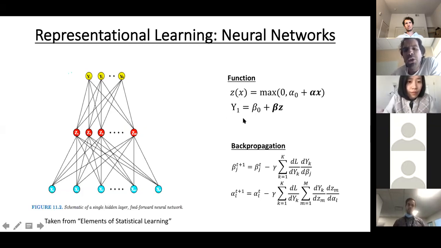And the way to actually fit the neural networks is using gradient descent on the parameters. If you use gradient descent on the parameters for a multi-layer architecture, you need to use the chain rule, and that becomes backpropagation, essentially.